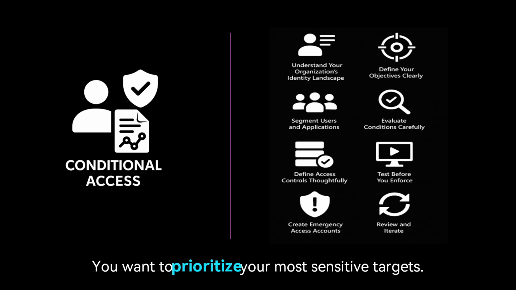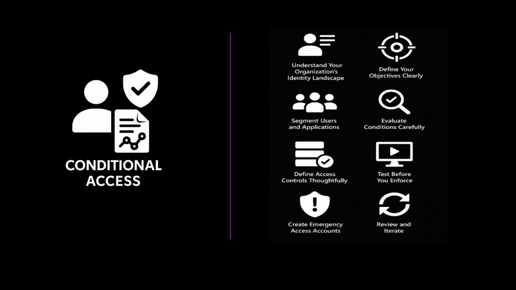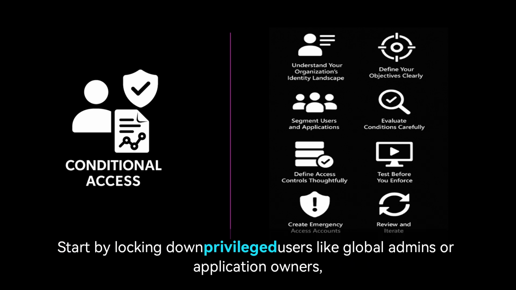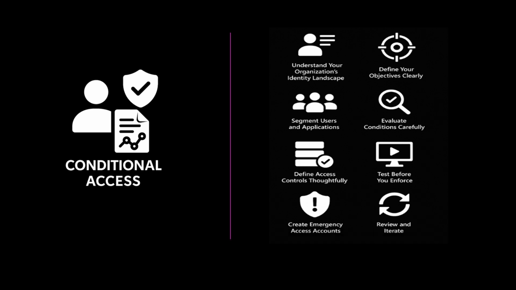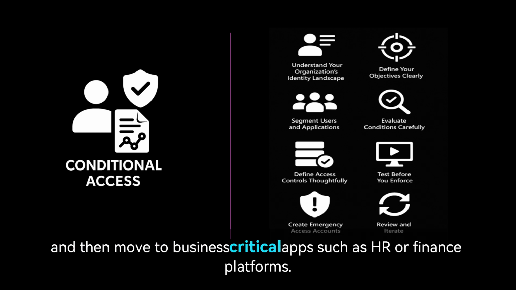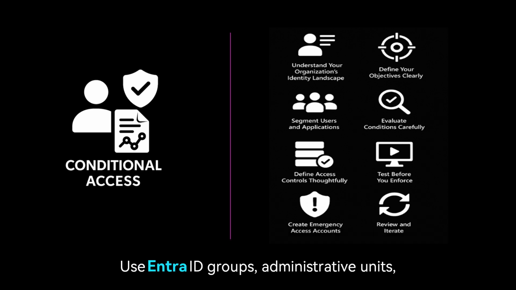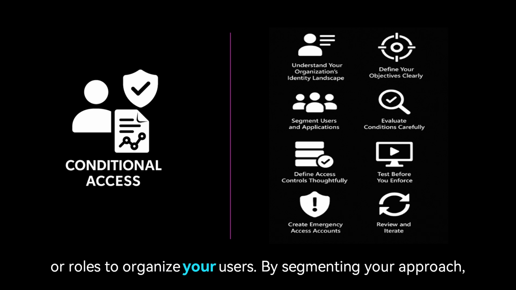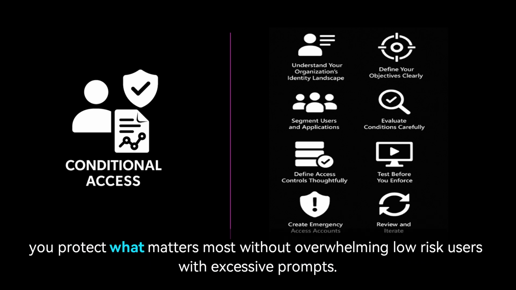Not every user or app needs the same level of protection. You want to prioritize your most sensitive targets. Start by locking down privileged users, like global admins or application owners, and then move to business-critical apps, such as HR or finance platforms. Use Entra ID groups, administrative units, or roles to organize your users. By segmenting your approach, you protect what matters most without overwhelming low-risk users with excessive prompts.